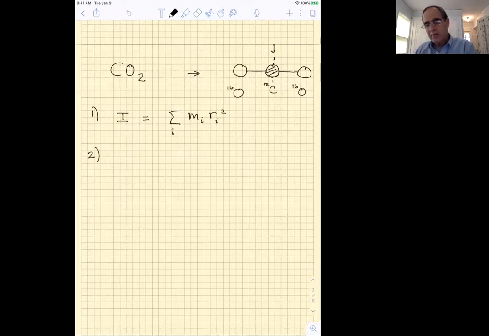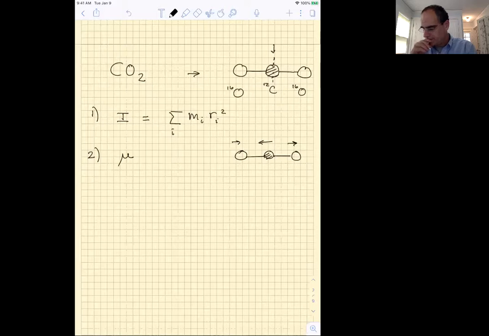Secondly, when you want to investigate the vibrational frequencies, for that we need to know the reduced mass, okay? And to calculate the reduced mass for a particular vibration, we also need to be a little bit careful. The vibrational mode that we're interested in is the asymmetric stretching mode. In this molecule, the oscillation looks like this. The carbon atom moves in one direction, and the oxygen atoms move together in the opposite direction, okay?